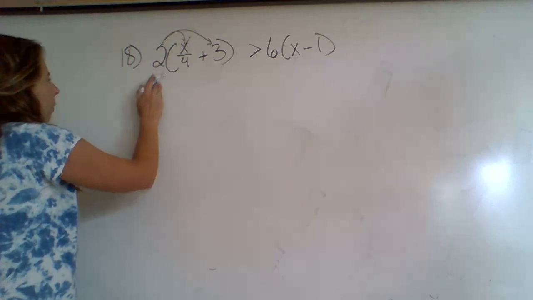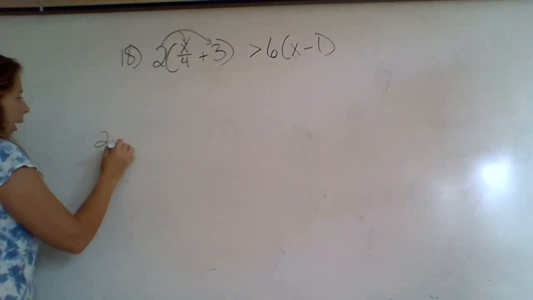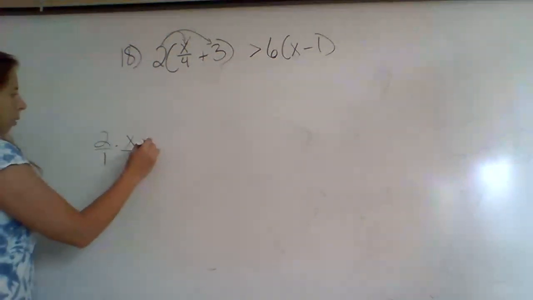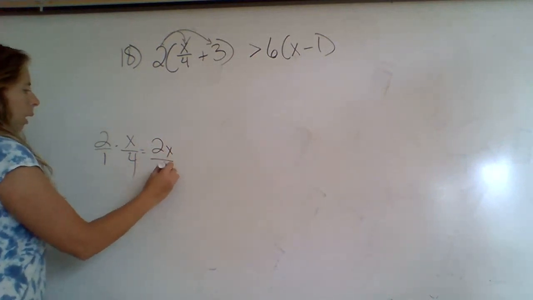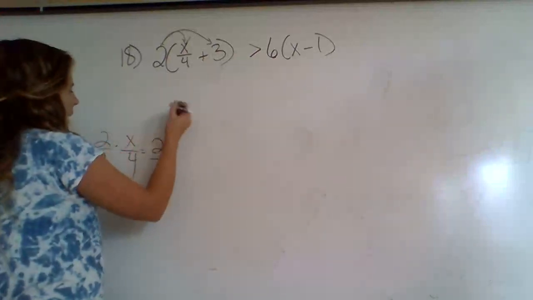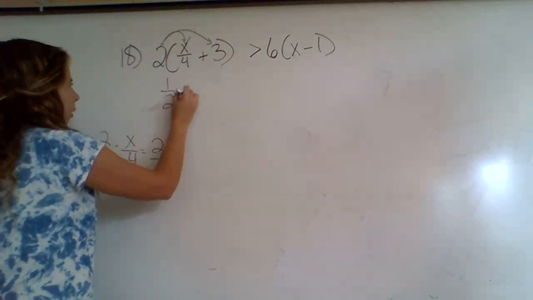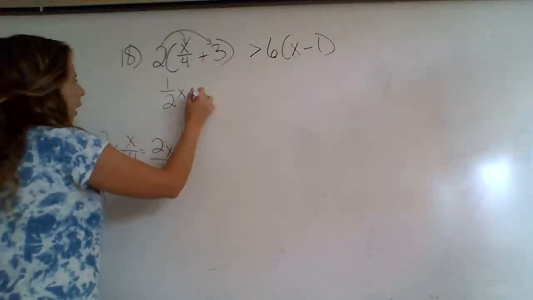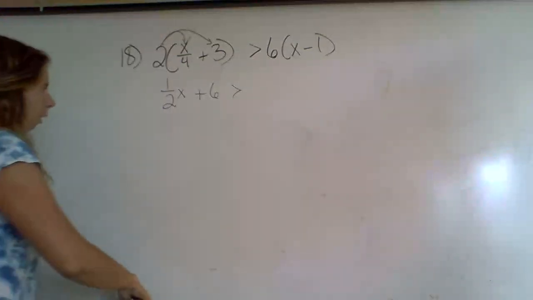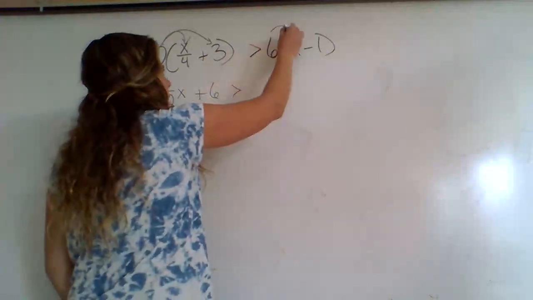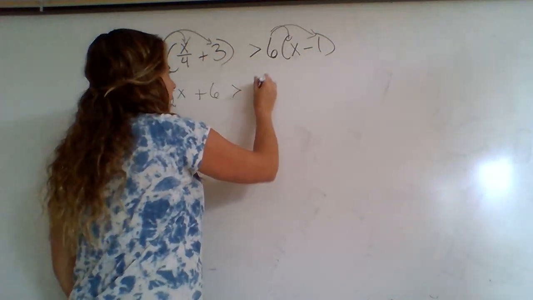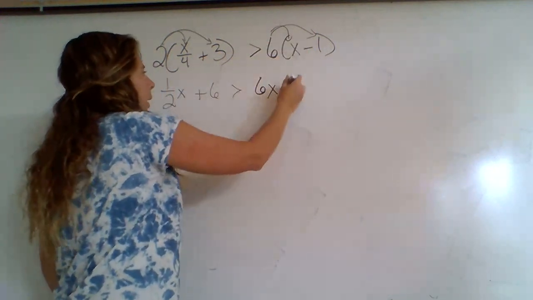So I have 2 times x over 4. All right, that's 2 times x over 4. So that gives me 2x over 4. 2 times x is 2x, 1 times 4 is 4, which is 1/2 x. So that gives me 1/2 x. 2 times 3 is 6, plus 6 is greater than. Other side, same thing. I'm going to distribute 6 times x. 6 times x is 6x. And 6 times -1 is -6.